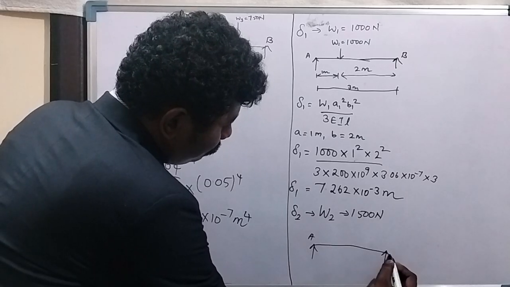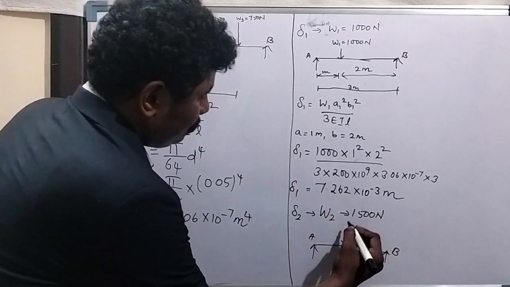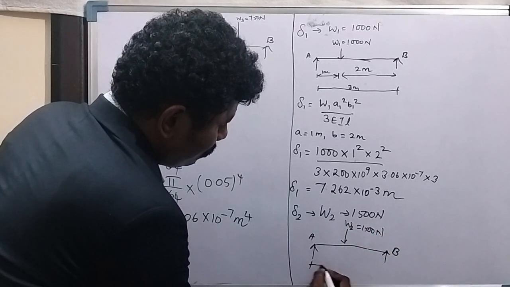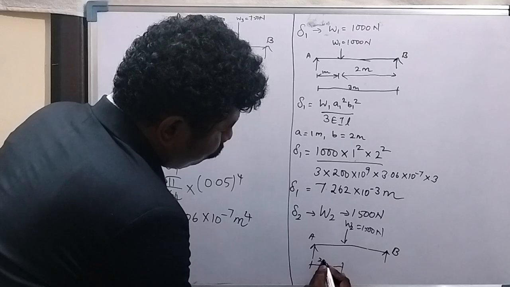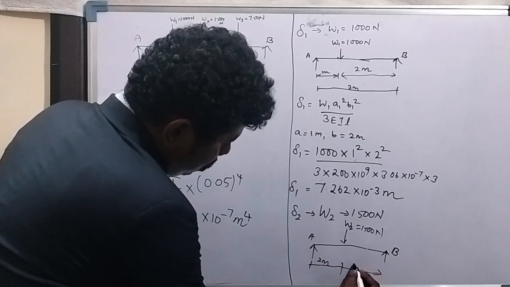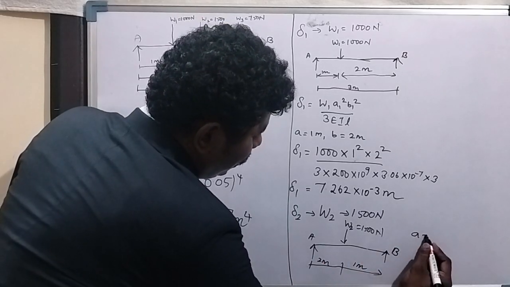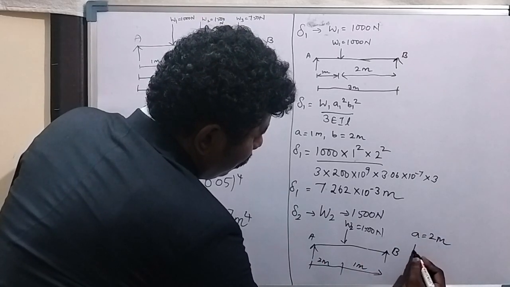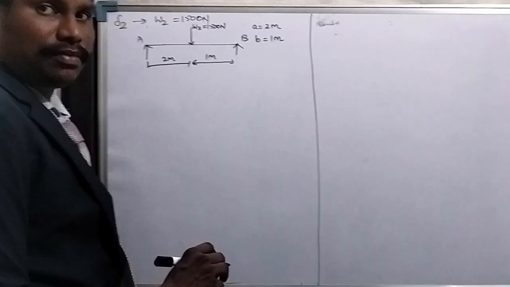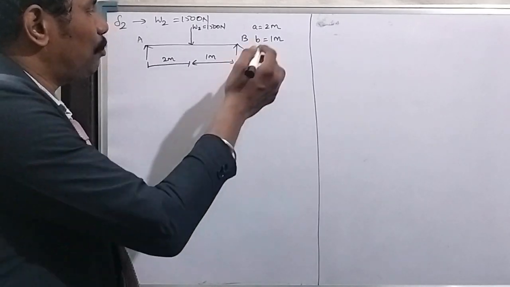Left support. So W2 will be 1500 Newton, and this distance is 2 meter from the left support. It is given in the question. And 1 meter from the right support. In this case, the value of A will be 2 meter and B will be 1 meter.